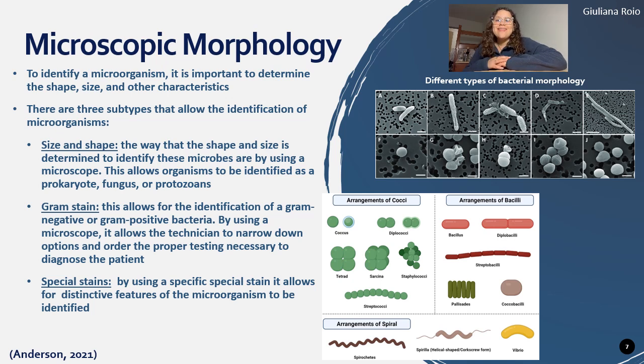And then lastly, we have our special stain. By using a specific stain, it allows for distinctive features of the microorganism to be identified. Based on the microorganism that you're looking at, the stain can be affected negatively. So it's really important to make sure you're using those stains properly so that you're really able to see what exactly you're looking at, which is pretty cool that the color can help you to determine that.